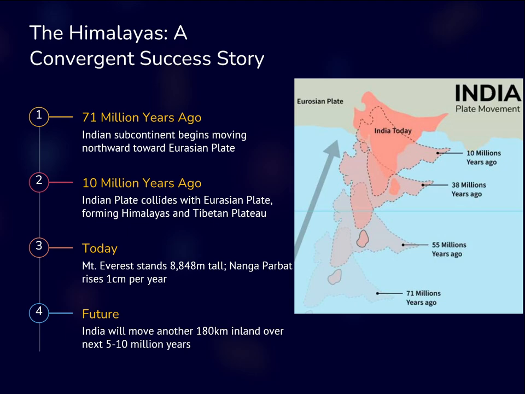Today, Mount Everest stands 8,848 meters tall. In fact, the Himalayas are still rising. In places like Nanga Parbat, the uplift rate is about 1 centimeter per year. Looking into the future, geologists predict India will continue to move another 180 kilometers inland over the next 5 to 10 million years. For Tibetan Buddhists and Hindus, mountains are sacred.